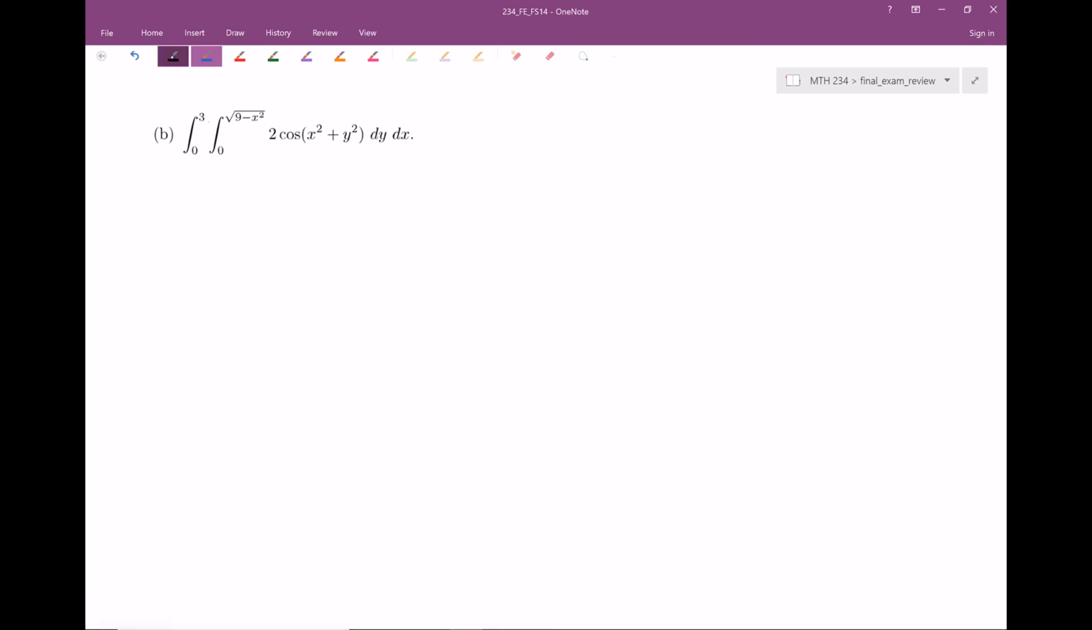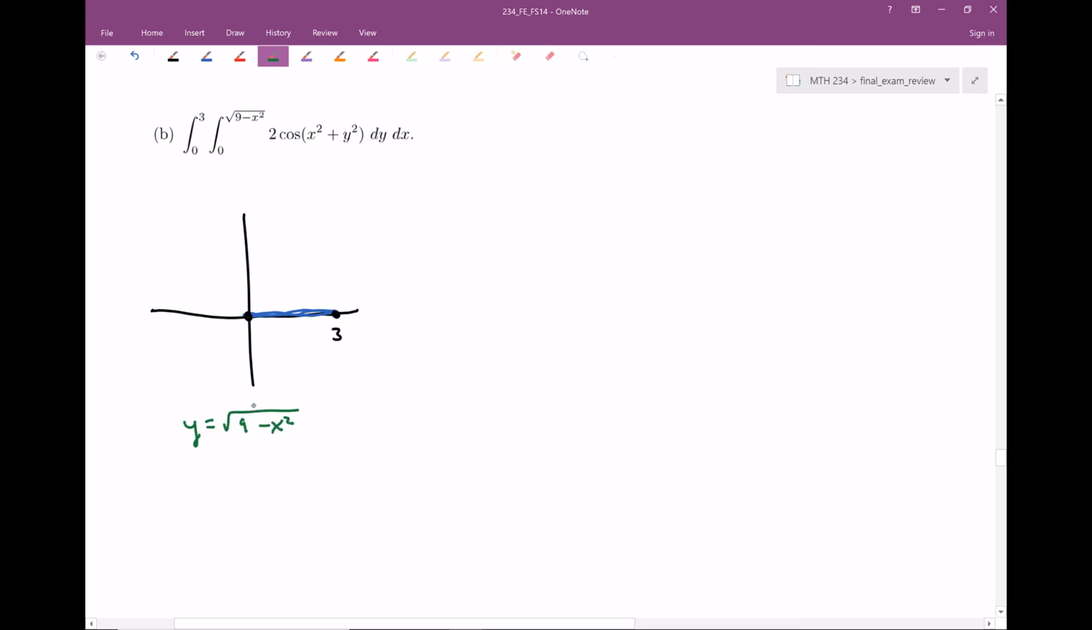Alright, so we draw a nice picture here. Again, if I'm looking at the x's, we see x's range from 0 to 3. This is where my picture is going to live here. And as I'm traveling in the y direction, I enter into the region through y equals 0. So that's going to be this nice horizontal line, aka the x-axis here. And I'm going to exit through y equals the square root of 9 minus x squared.